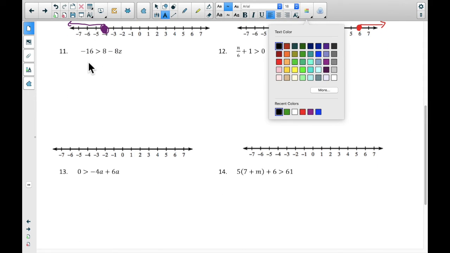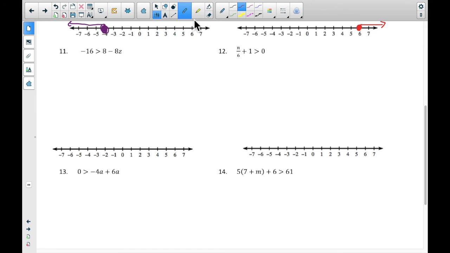Okay, this one I can already tell that, hang on. I can tell that this one I'm going to have to do that again because my z is on the wrong side. Okay, let me just go through solving it. First of all, I'm going to subtract my 8. That's going to give me a negative 24 is greater than negative 8z. I need to divide by negative 8.